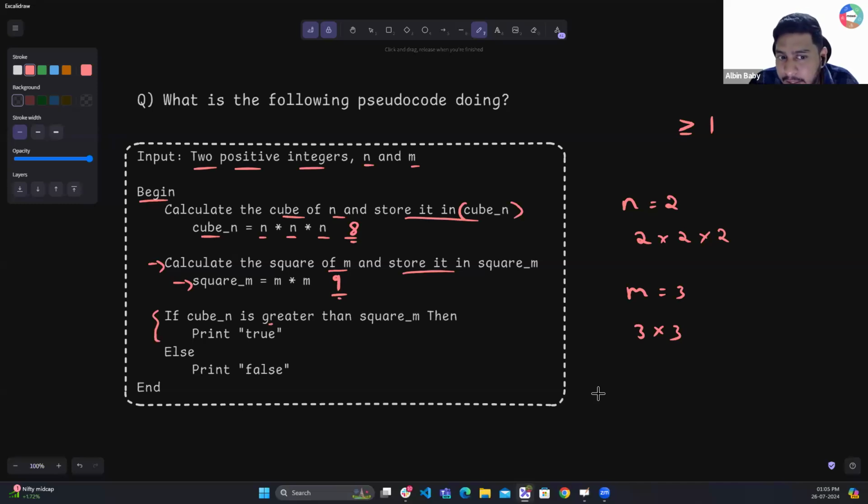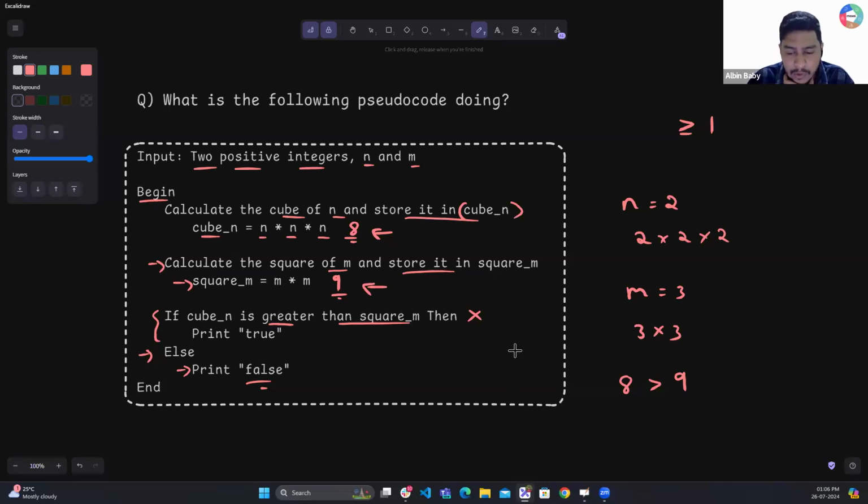If cube n is greater than square m, what is the value of cube n? That is 8, right? Is it greater than square m, which is 9? Cube n is 8, square m is 9. Is it greater? No. So this condition is not true. So it will come into the else part. It will print False. It's simple, guys. You'll be seeing a lot of pseudocodes, then you'll try to quickly read and understand it.